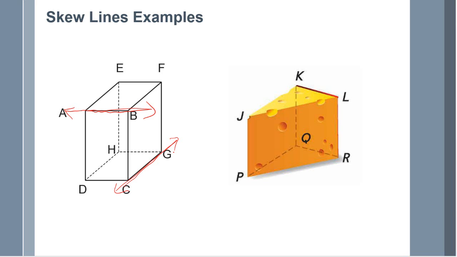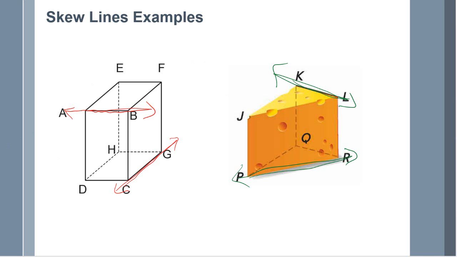And that's not only on rectangular prisms or planes like we looked at last time. Right here we got a nice piece of cheese, right? And you can see that KL, this line here, and PR are skew lines, right? Because again, they do not intersect and they're not on the same plane. Alright, so that's skew lines.